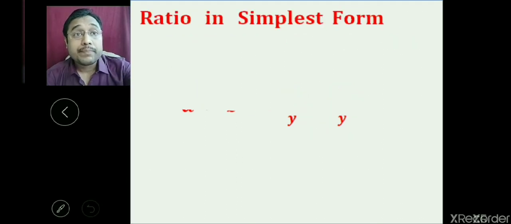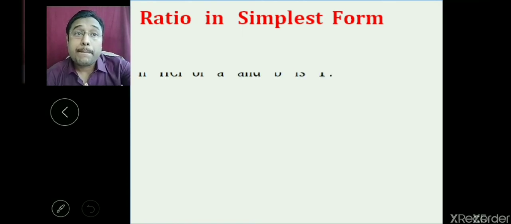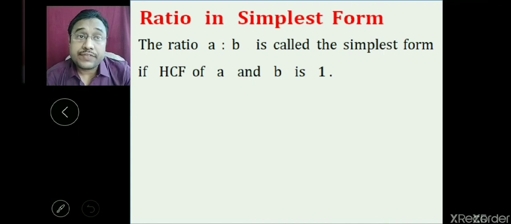Ratio in simplest form. The ratio a is to b is called the simplest form if the HCF of the first term and the second term, that is a and b, is 1. Here a is the first term and b is the second term. In the ratio a is to b, I am talking about this.